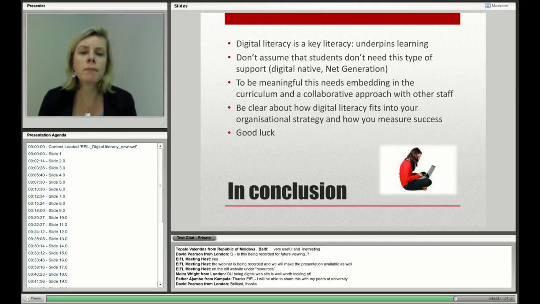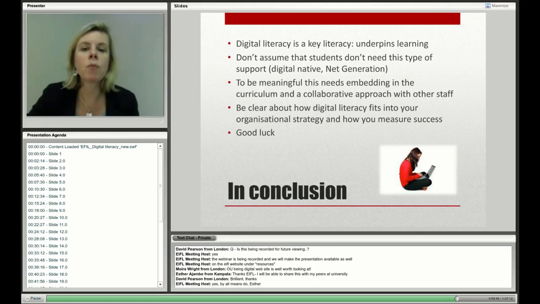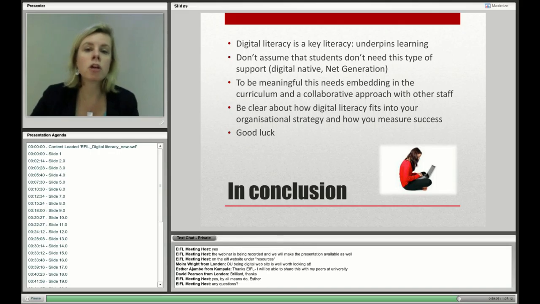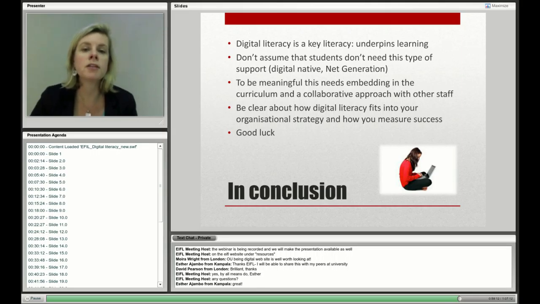Make sure you're always trying to think about this in the way that you would with information literacy, as being taught in context, embedded in the curriculum, and something that is collaborative, where you might want to work with other staff as well. So I think library staff have a really big role to play, but they want to be working with others. And I think you want to be really clear how digital literacy fits into your organisational strategy. If you're a university and you have graduate attributes, you might want to make sure it's quite explicit there. And I would say, good luck in your digital literacy endeavours.